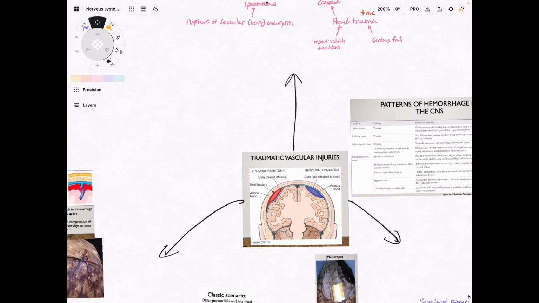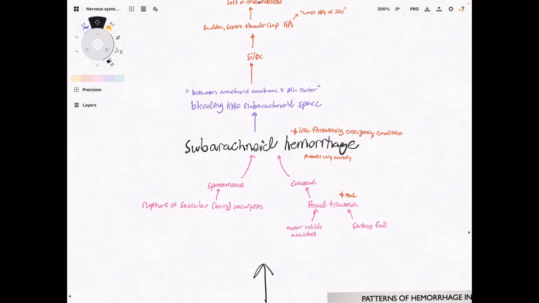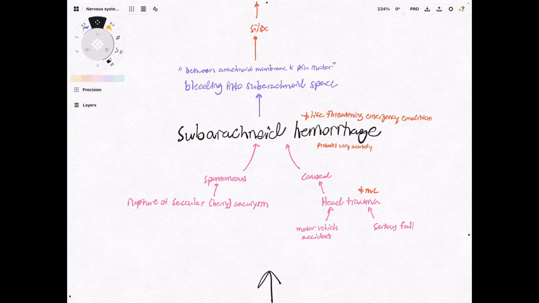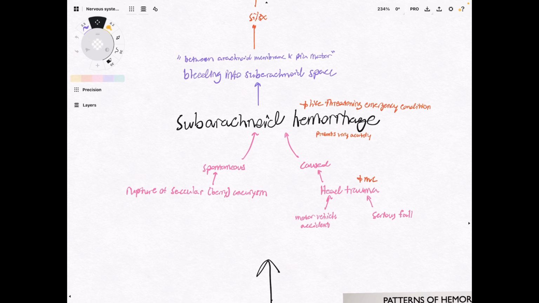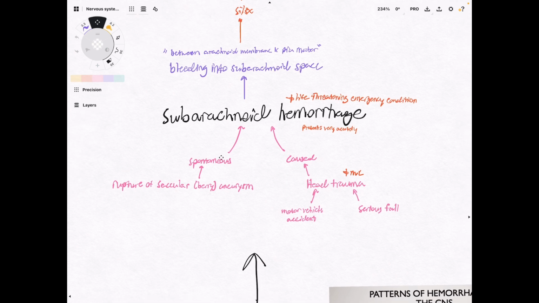So let's go back to subarachnoid hemorrhage here. And that's very important because, of course, whenever you have a subarachnoid hemorrhage, that blood can very easily diffuse throughout the entire brain, increasing intracranial pressure very acutely. Now, the causes of a subarachnoid hemorrhage are classified under two. We have spontaneous causes and caused, or just general living your life causes, I guess.